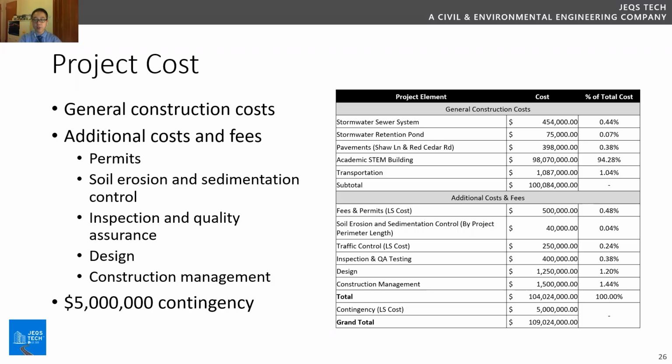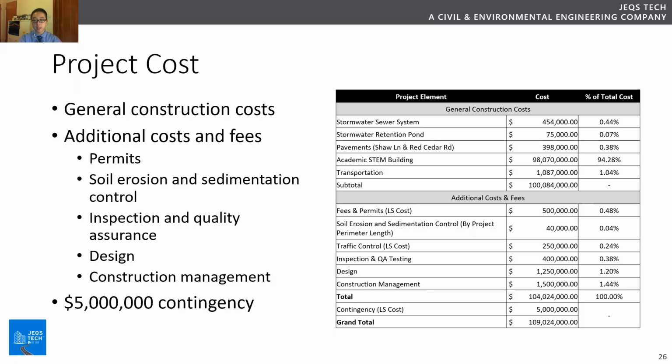And coming in second, we have the transportation cost, which accounts for anything related to the reconstruction of Shaw Lane and the Red Cedar Road corridors and an intersection. That doesn't account for the pavements. That comes in at just over $1 million, accounting for 1% of the project.